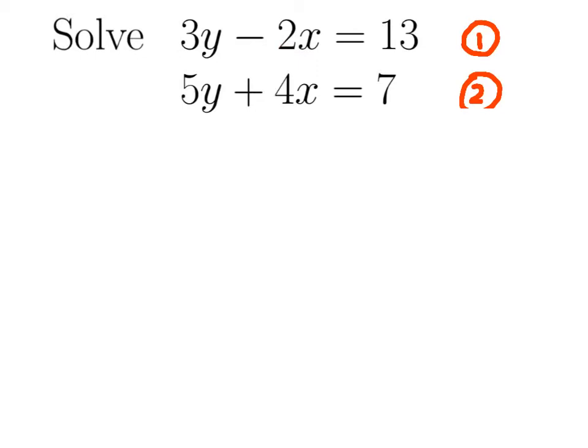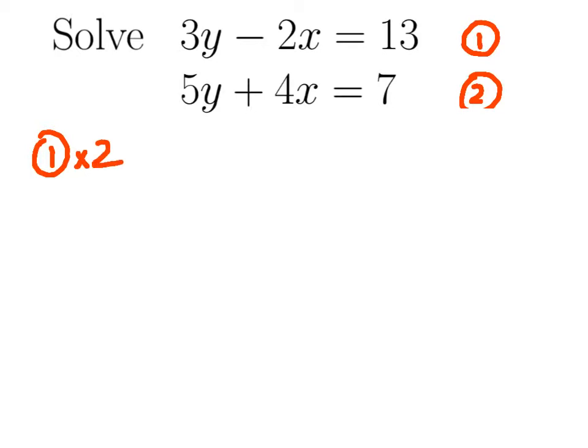We need to have the same number of x's or y's so that when we add or subtract the equations together, either the x's or the y's disappear. How do we deal with that? Well, it's actually quite easy. What we can do is say, take equation 1 and just double it. Double every single term in it.